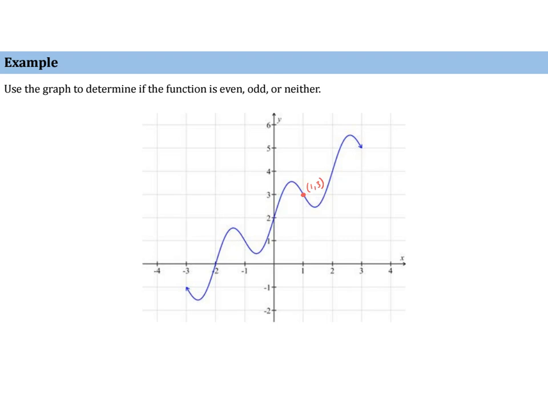If we fold down across the x-axis, we would have 1, negative 3. Then we should have, if we fold along the y-axis, negative 1, negative 3. But that point's not there. So if we fold and then fold, it does not match up. So this is neither. We have no y-axis symmetry, no origin symmetry, so this is neither even nor odd.